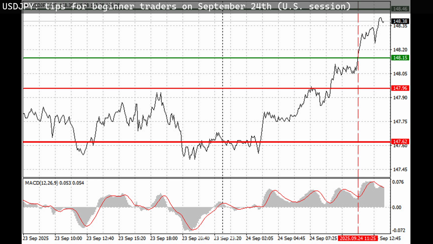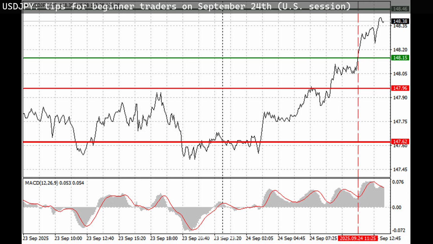Scenario No. 2. I also plan to sell USDJPY today in the case of two consecutive tests of 148.49 when the MACD is in the overbought area. This will limit the pair's upward potential and trigger a reversal downward. A decline can be expected toward the opposite levels of 148.19 and 147.76.